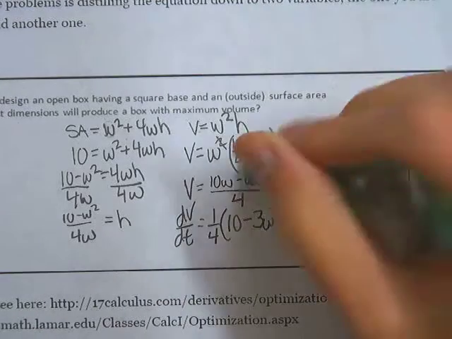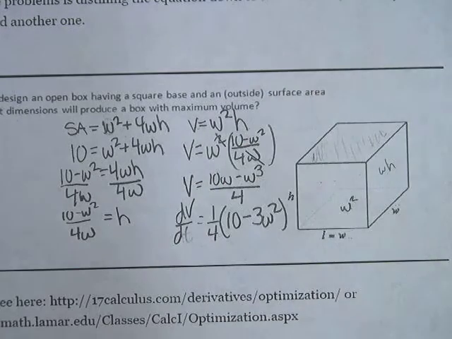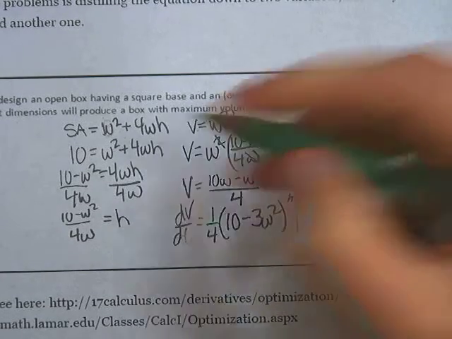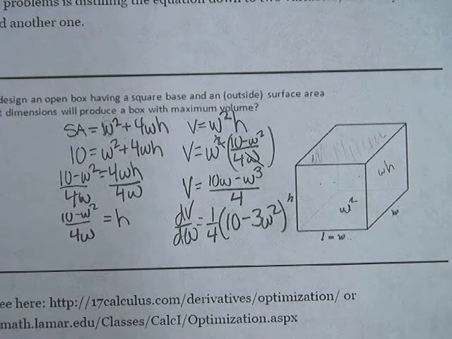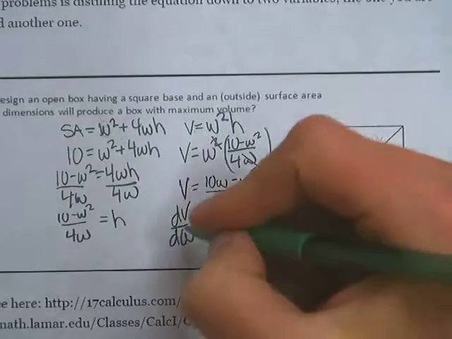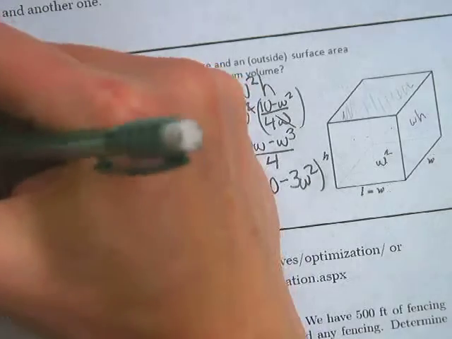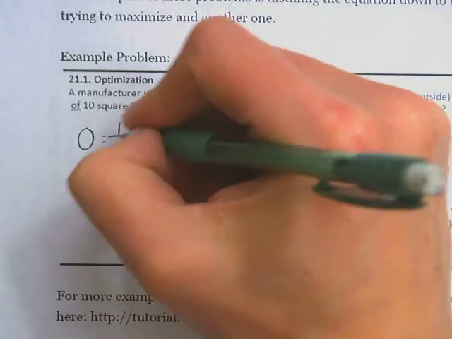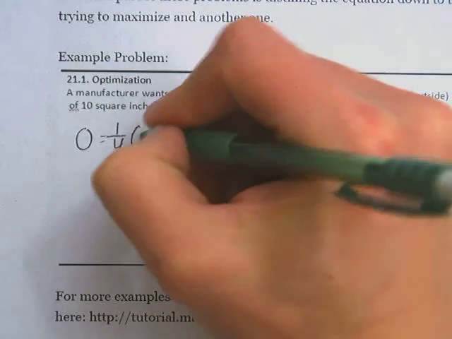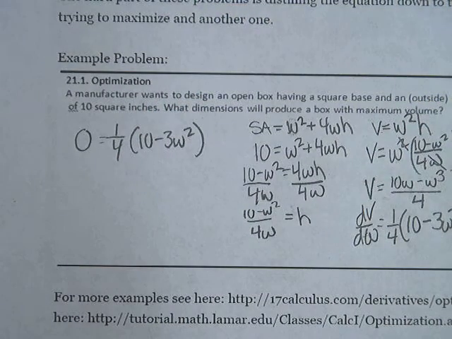Oh, and a slight mistake. dV/dt is not what we have. When we took the derivative, I took it with respect to W, because I want to find the rate that the volume is changing with respect to W and maximize that. So now I just set that equal to 0. And so I get 0 is equal to my equation, 1/4 times 10 minus 3W squared. And now I just have to solve for W.